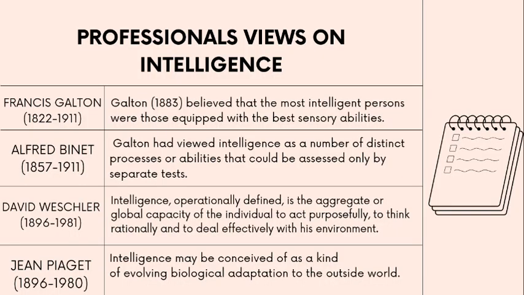So the next slide is the professionals' views on intelligence. Francis Galton, 1822 to 1911. Galton believed that the most intelligent persons were those equipped with the best sensory abilities. This position was intuitively appealing because, as Galton observed, the only information that reaches us concerning outward events appears to pass through the avenues of our senses. And the more perceptive the senses are of difference, the larger is the field upon which our judgment and intelligence can act. So, following this logic, tests of visual acuity or hearing ability are, in a sense, tests of intelligence. Galton attempted to measure this sort of intelligence in many of the sensorimotor and other perception-related tests he devised.